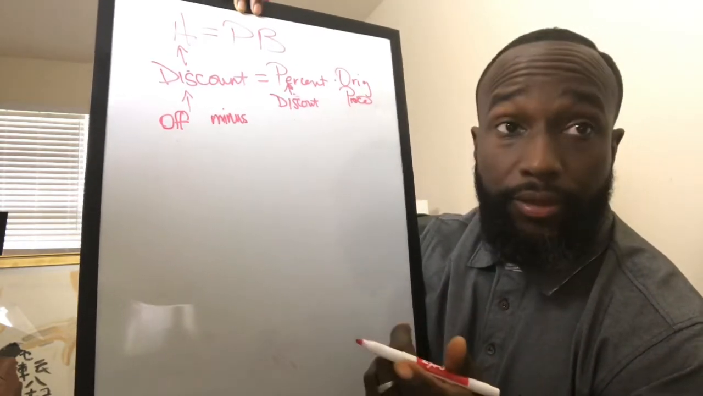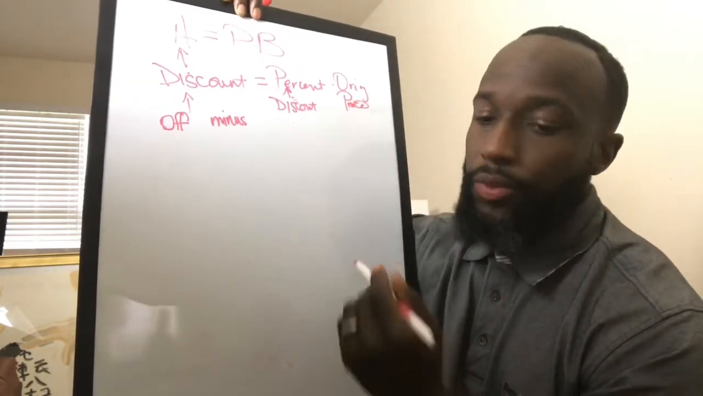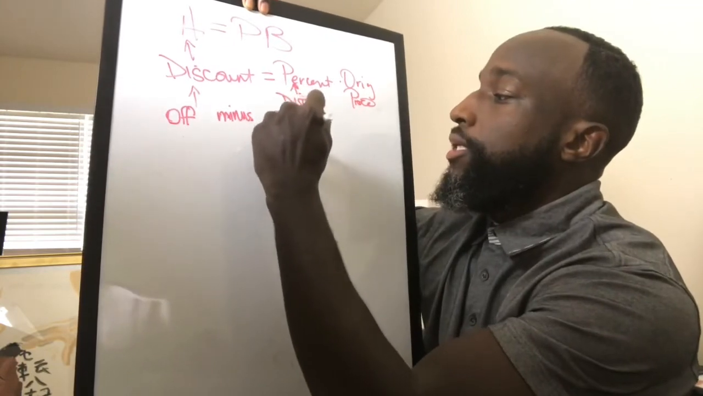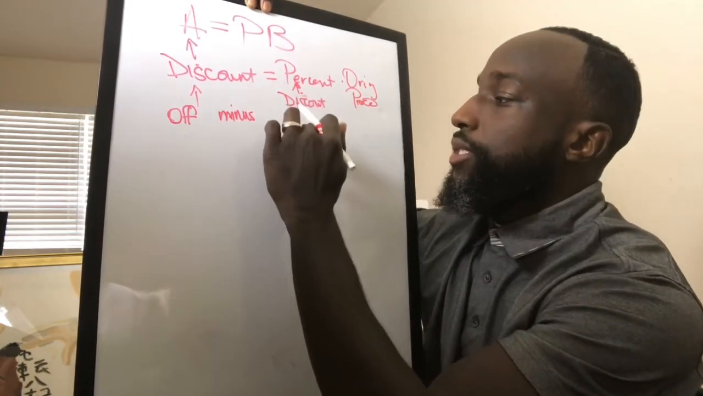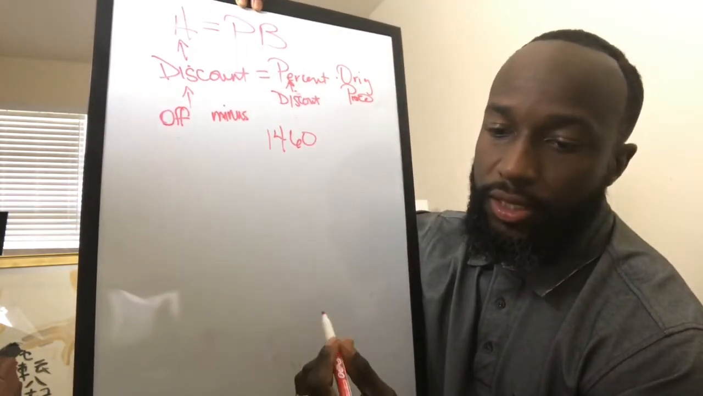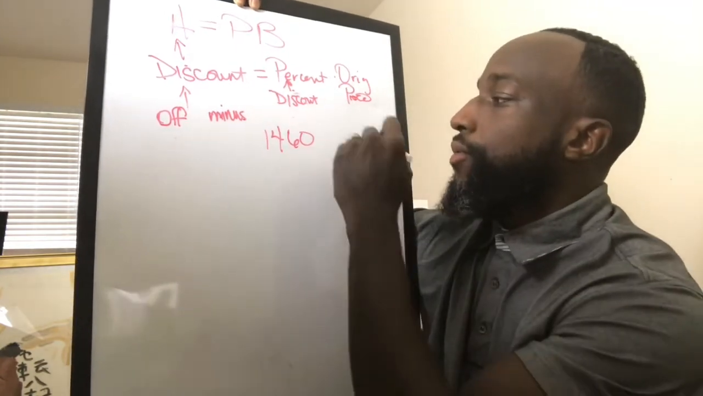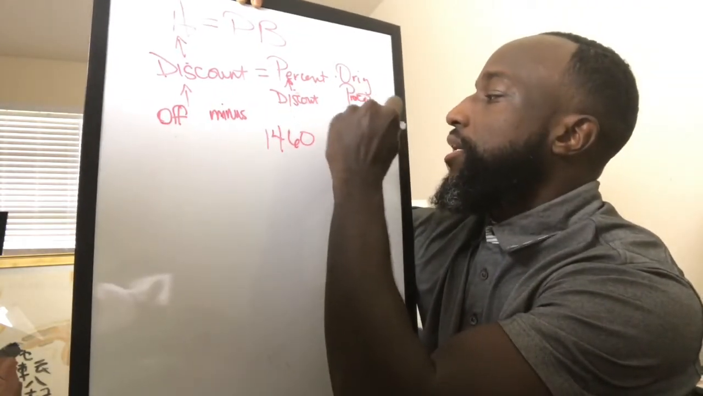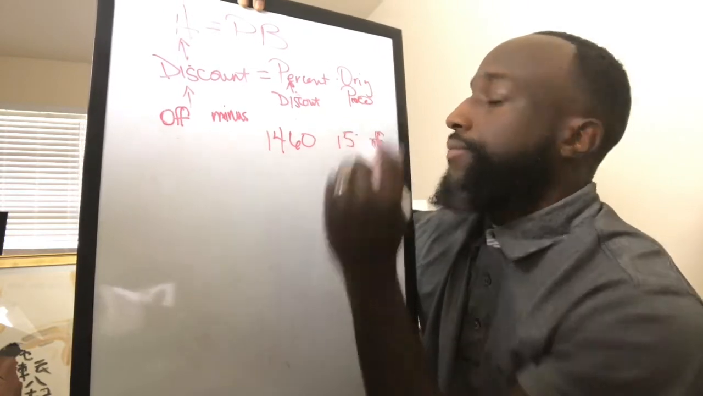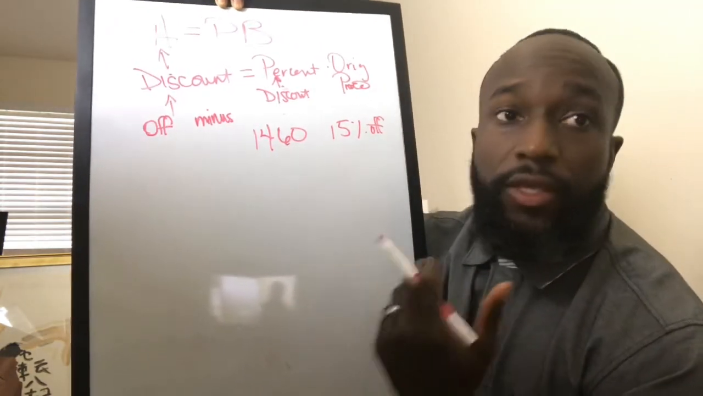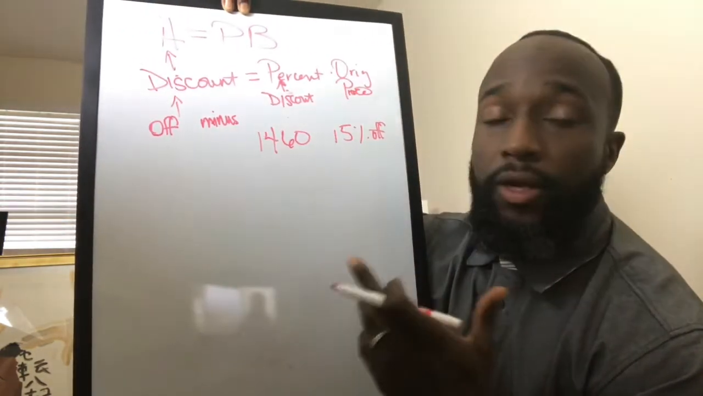You're looking at a computer. Its original cost is $1,460, and it's on sale for 15% off. They want to know what the discount amount is, and then they want to know how much you're going to pay.